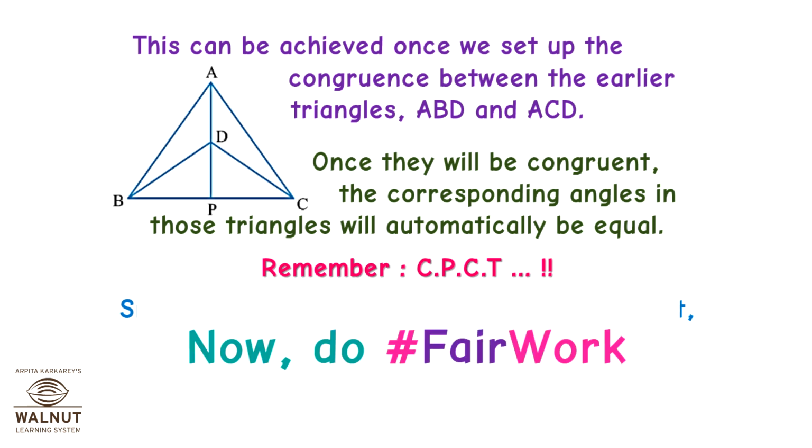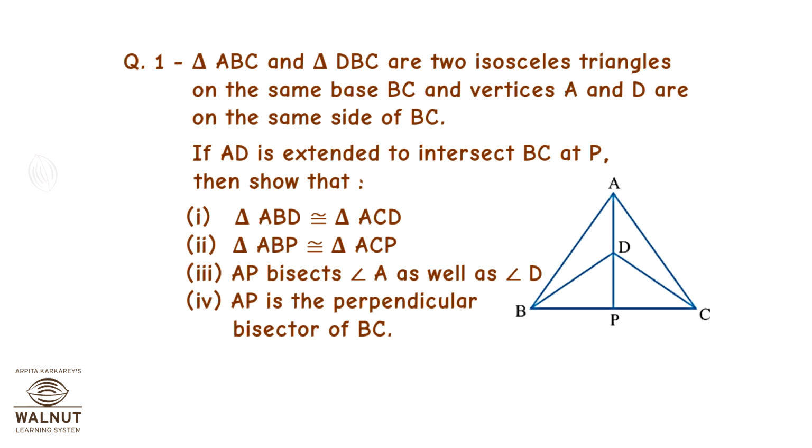Now, do it yourself. Question 1. Triangle ABC and triangle DBC are two isosceles triangles on the same base BC, and vertices A and D are on the same side of BC. If AD is extended to intersect BC at P, then show that 1. Triangle ABD is congruent to triangle ACD. 2. Triangle ABP is congruent to triangle ACP. 3. AP bisects angle A as well as angle D. 4. AP is the perpendicular bisector of BC.